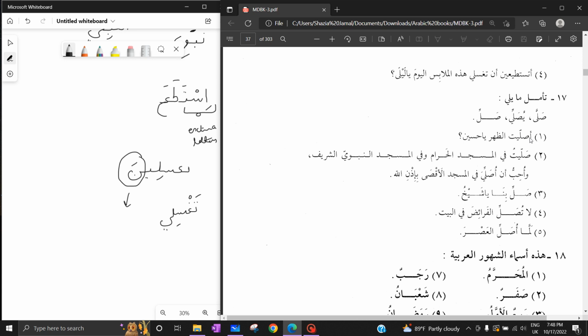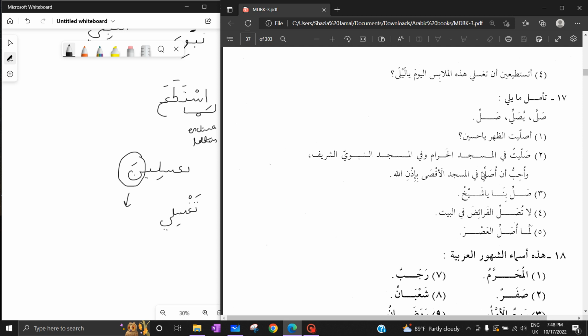Asallaita? I'm asking. Asallaita. This is dameer with ta, ta mukhatiba, for male singular mukhatib. أصليت الظهر يا حسين. صليت في المسجد الحرام وفي المسجد النبوي الشريف. Okay, I prayed in Masjid al-Haram and Masjid Nabawi al-Sharif. وأحب and I love أن أصلي.